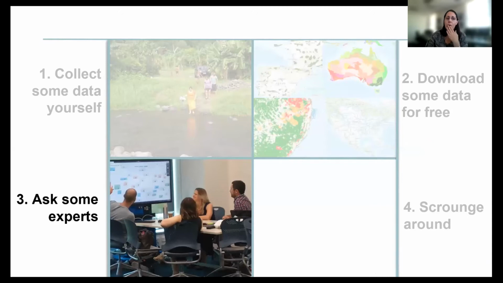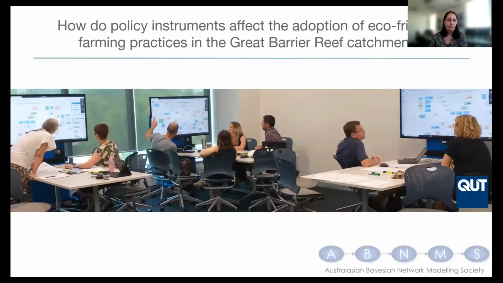Sometimes, however, we don't even have that. So particularly for interdisciplinary problems or complex social problems, we often don't have any data. We can't download it. Nobody knows the answer. And then we can ask some experts.